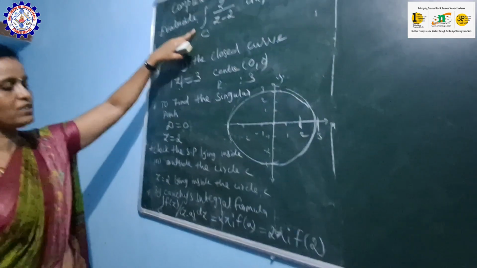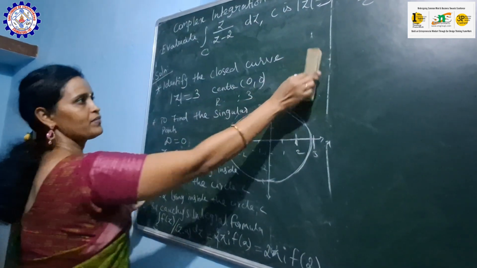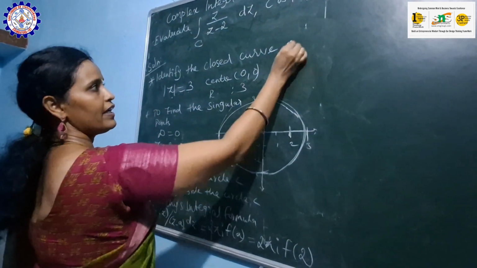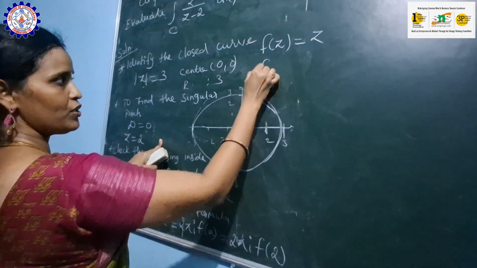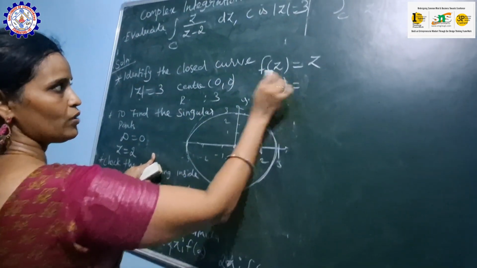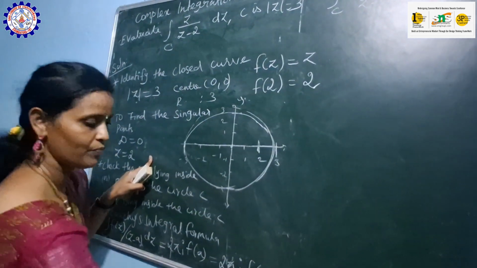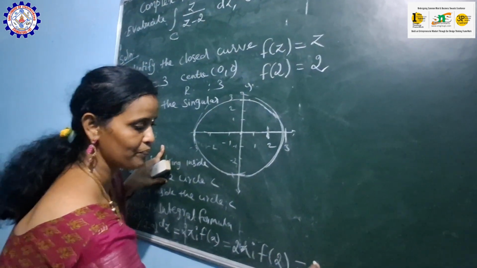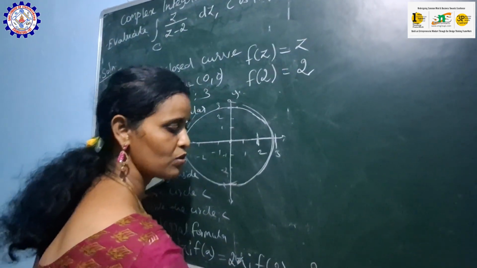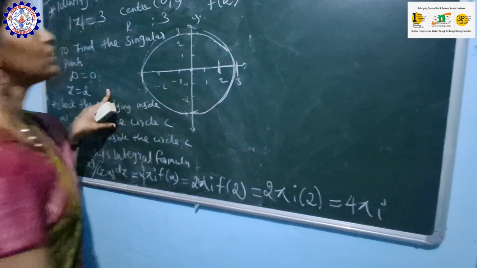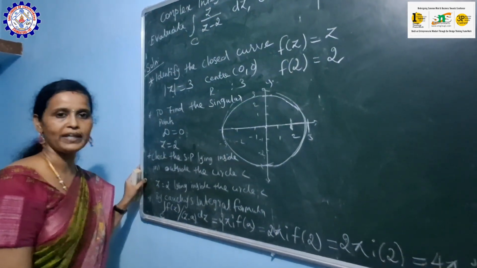From this equation, f of z is nothing but the numerator value, so f of z is equal to z. We need to find the value of f of 2. So f of 2 will be equal to 2. So the value is 2 pi i into 2, so the answer will be 4 pi i. The integral over C of z divided by z minus 2 dz is equal to 4 pi i. Thank you.